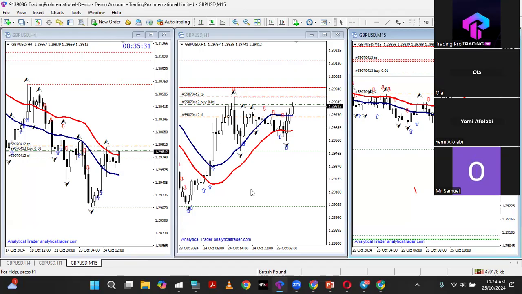Let's see. Our trade is still moving. It does not hit stop loss, does not hit take profit. So we wait.